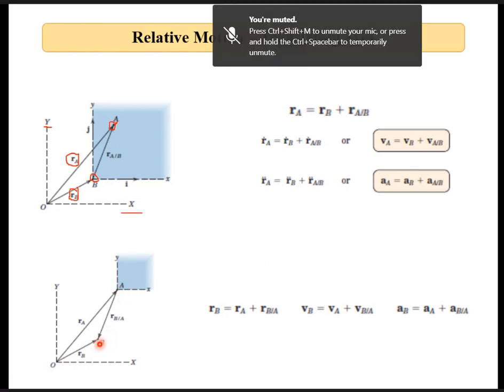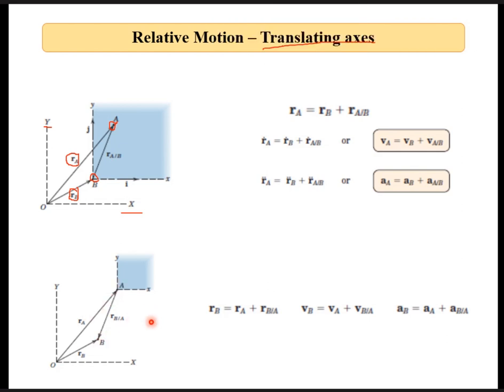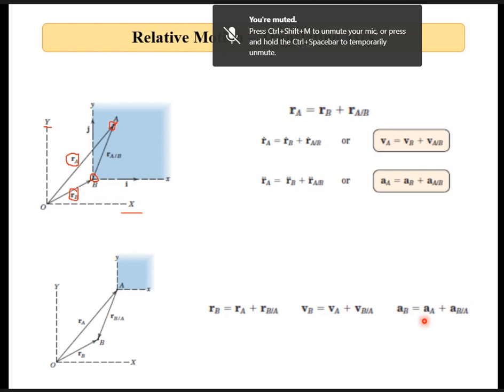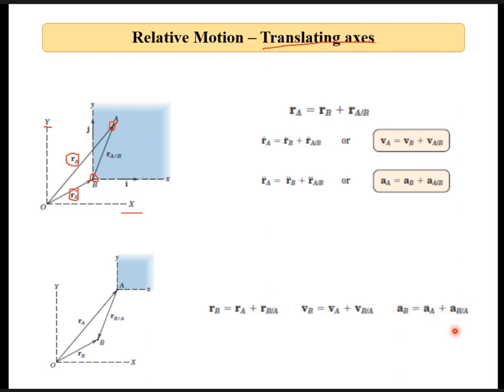position of B relative to A is RBA. So here, what are you going to get? RB is equal to RA plus RBA, B slash A. B slash A means relative position of B with respect to A. Similarly, you have velocity of B equal to velocity of A plus velocity of B relative to A, and acceleration of B equal to acceleration of A plus acceleration of B relative to A.